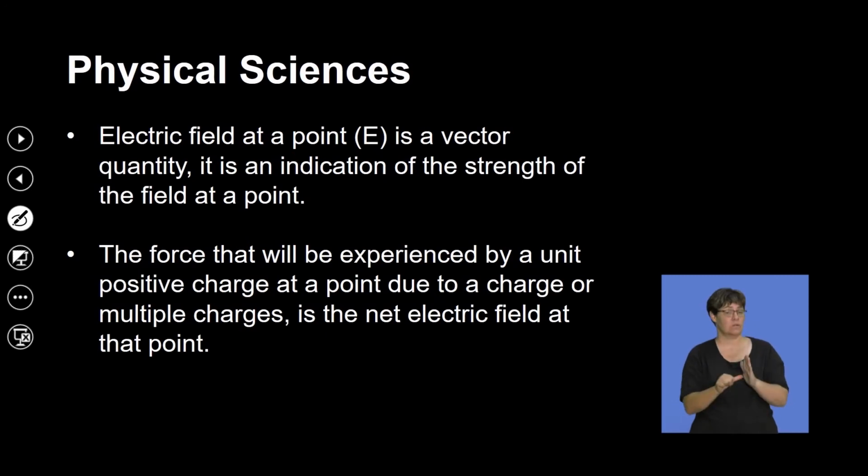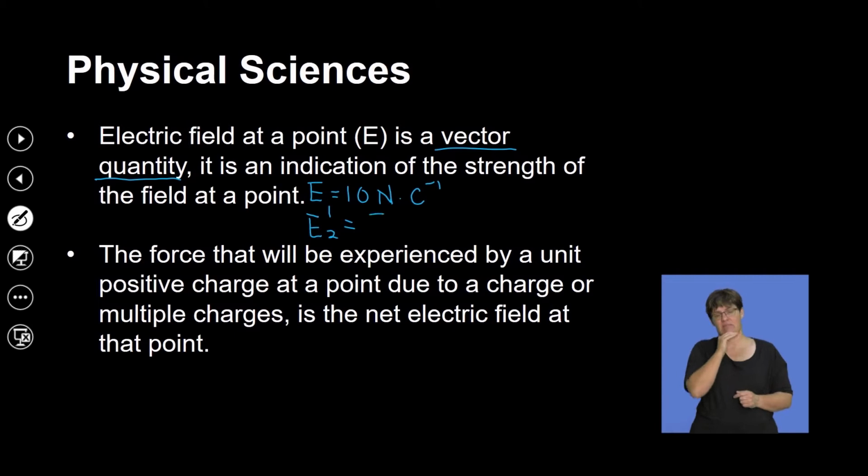Very, very important: electric field at a point is a vector. That's the main idea. This is the science around it. Otherwise, what follows after that is just the maths in terms of the calculations. So E is a vector, an indication of how strong the field is at that point. Say, for argument's sake, we've got a point in an electric field with a magnitude of 10 newtons per coulomb. Let's say this is E1 at point 1, and E2 at a different point is half that, which is 5 newtons per coulomb, whatever the direction is.